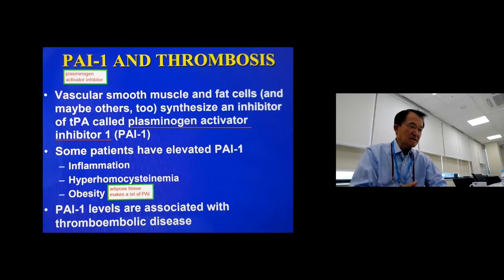And there's a plasminogen activator inhibitor. That's a new therapeutic agent target. It is synthesized in the vascular smooth muscle and fat cells. And some have an elevated level of this inhibitor, and with certain inflammation and obesity, they do have these inhibitors. But this level is also associated with thromboembolic diseases.